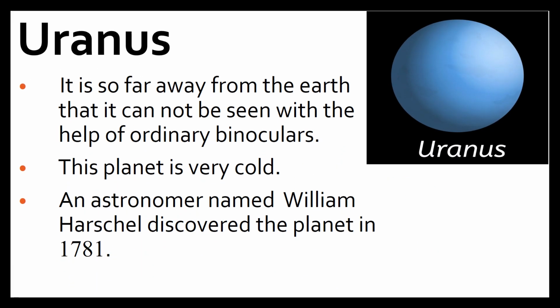Next is Uranus. It is so far away from the Earth that it cannot be seen with the help of ordinary binoculars. The light of the Sun is also like light moonlight. It is so because it is far away from the Sun. This planet is very cold. This planet was discovered by an astronomer named William Herschel in 1781.